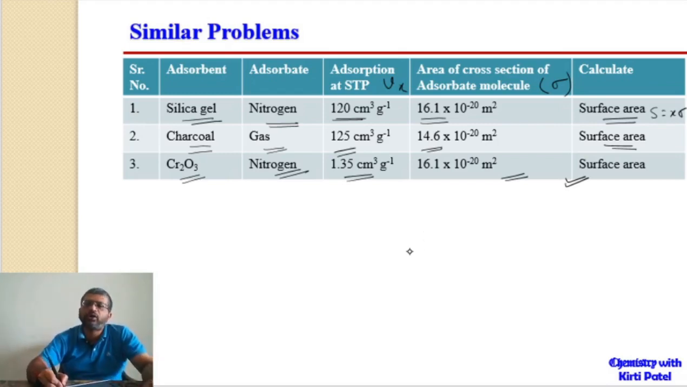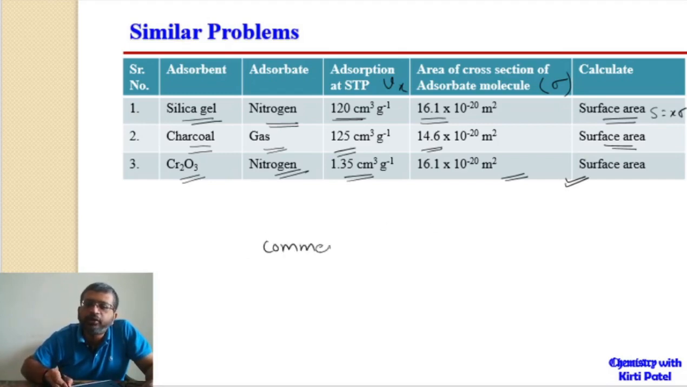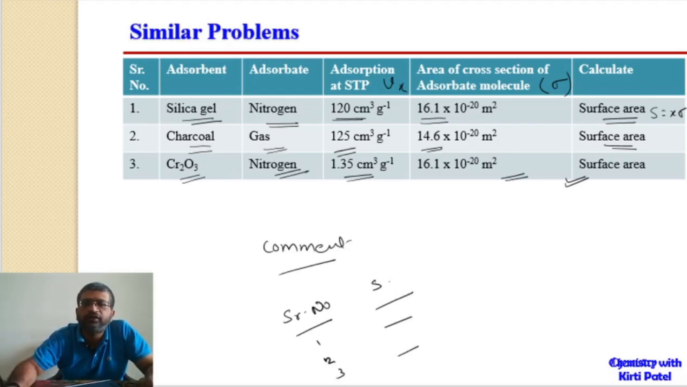So try out these problems and give your answers in the comment box. In the comment box, give us the answers along with the problem serial number 1, 2 or 3, and whatever surface area you are getting. Let us see whether you are able to solve these simple problems or not.